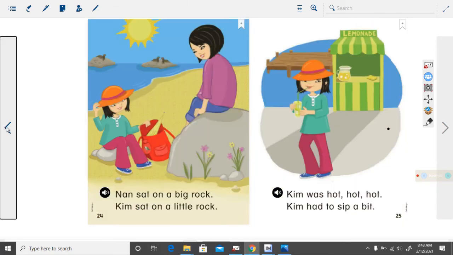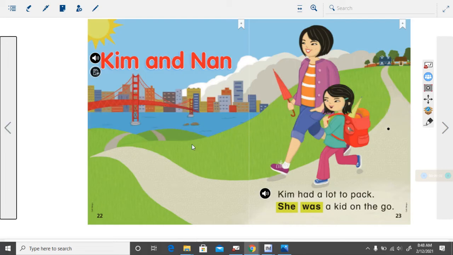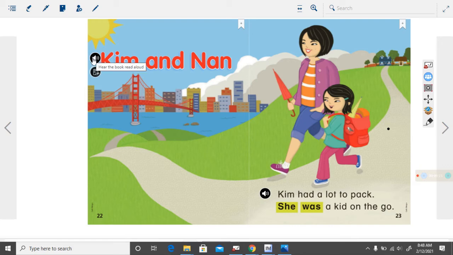Okay, boys and girls, I'm going to have the computer read this. I want you to follow along with the words with your finger because we're going to read it the next time. Here we go. Make sure you're following along.